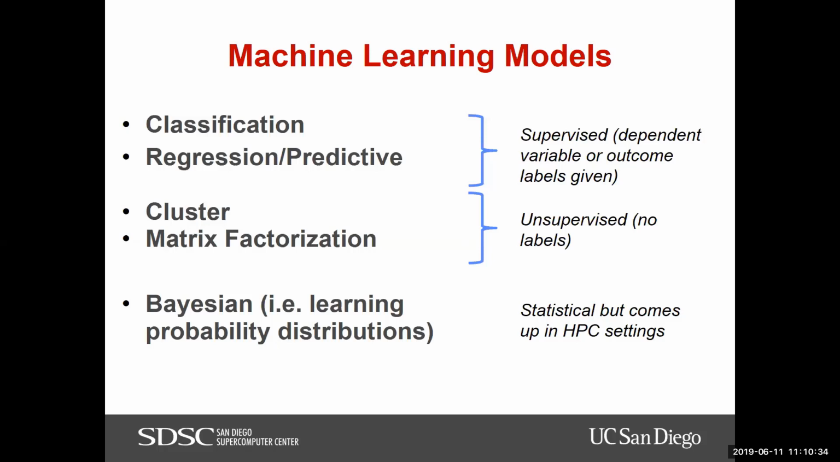A lot of people don't really talk about Bayesian learning in the context of machine learning. Really, Bayesian learning to me is something that can come up in almost any situation. I like to list it because I think it's kind of important and useful.